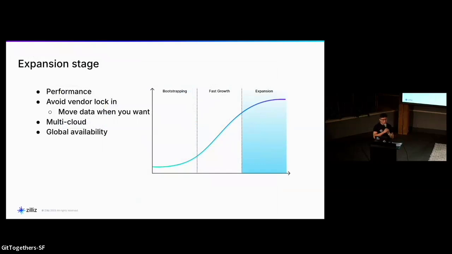What we found is that for a lot of these well-established companies, when they hit the expansion stage, they have further requirements in terms of performance, for example. They are also worried that they cannot build their application and business on a closed source solution, because this means vendor lock-in. They don't want that, and they are probably running on several cloud vendors, so they need a multi-cloud solution, and they want global availability.